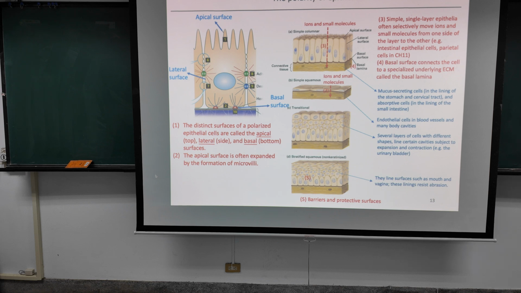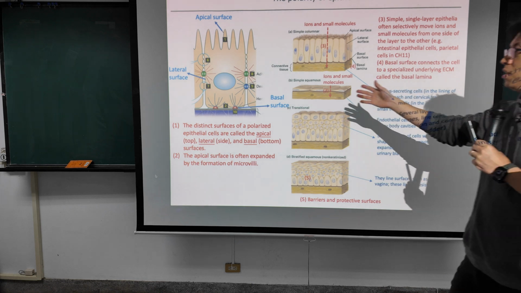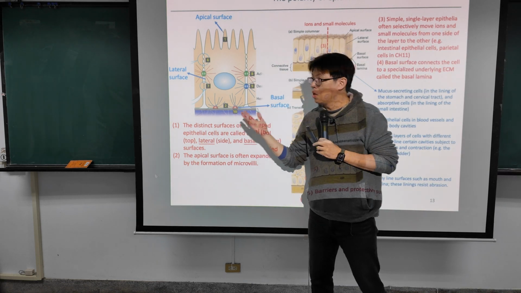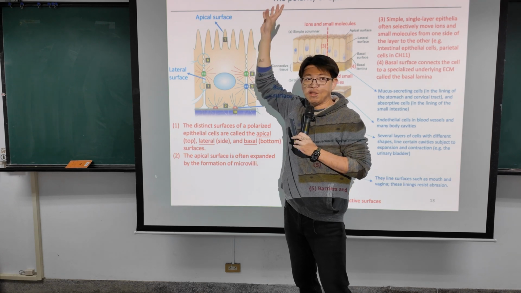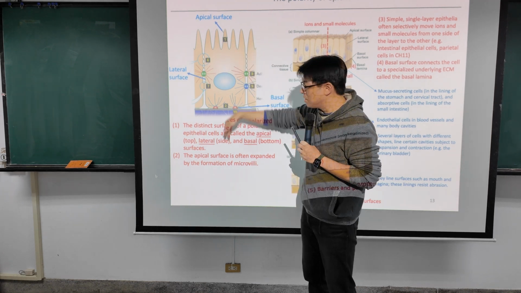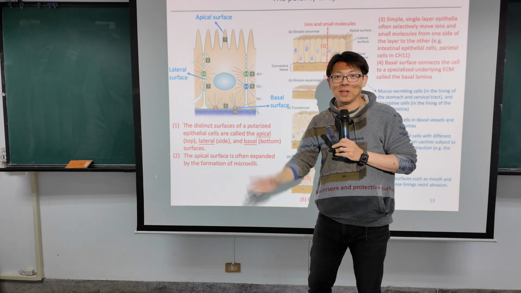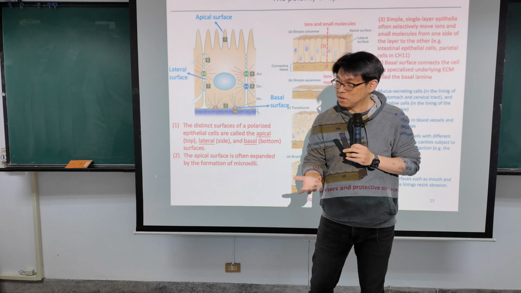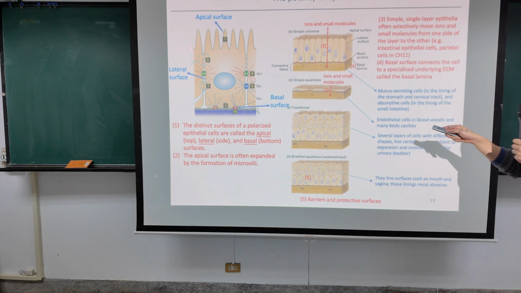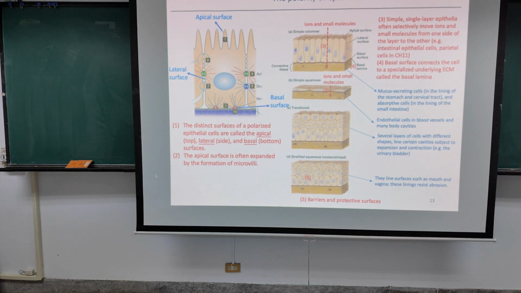Okay? It's also the case for the intestinal epithelial cell, because for the intestinal epithelial cell, the membrane from this side needs to absorb the nutrients. The other side needs to pump out the nutrients. So they need to do different jobs. Their composition is different because they have different proteins. Okay? So we call this side the apical surface, this side the lateral surface, and this side the basal surface.